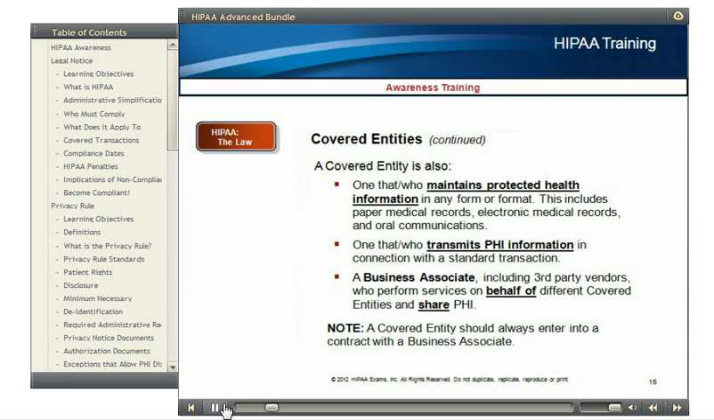One that or who transmits PHI information in connection with a standard transaction. A business associate, including third-party vendors, who perform services on behalf of different covered entities and share PHI. Note: a covered entity should always enter into a contract with a business associate.